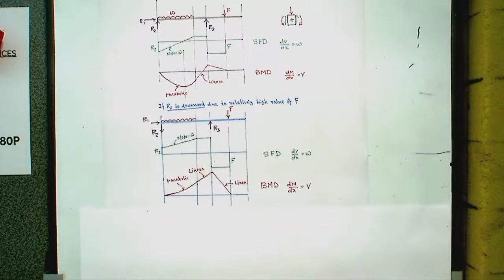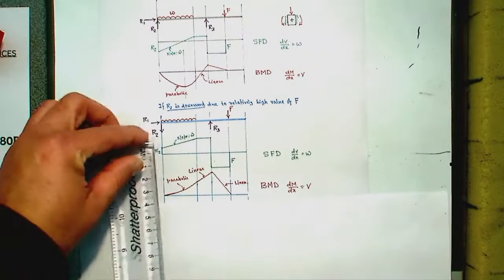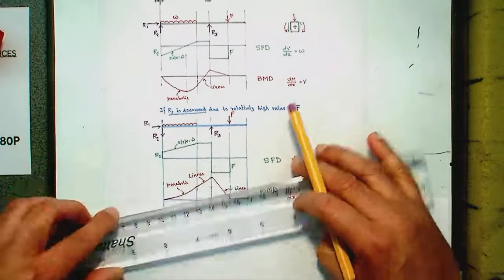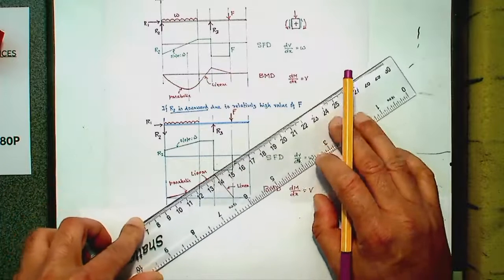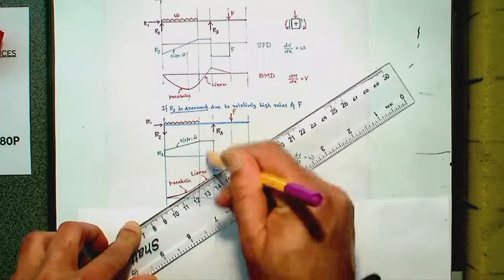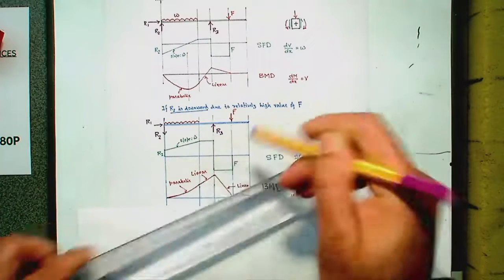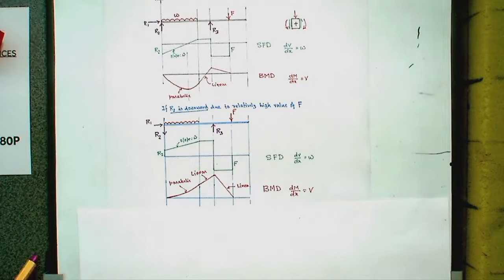So the bending moment diagram would accordingly change. So you start with a positive slope in here, and the slope would start to increase up to this point. And here to here is a constant slope, and then this bit is the same.